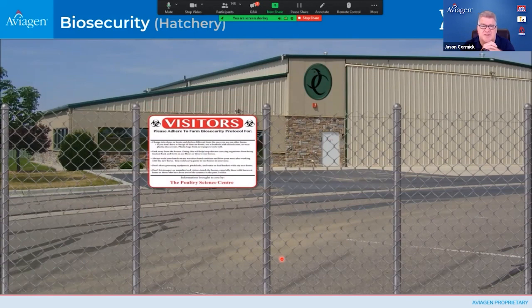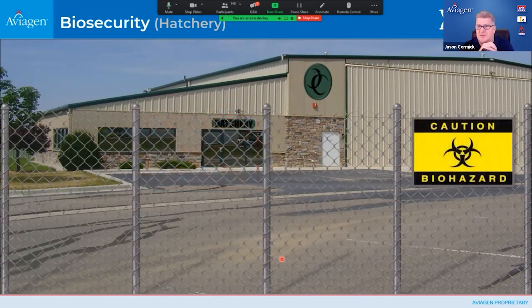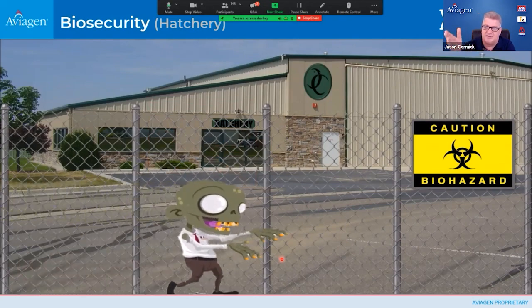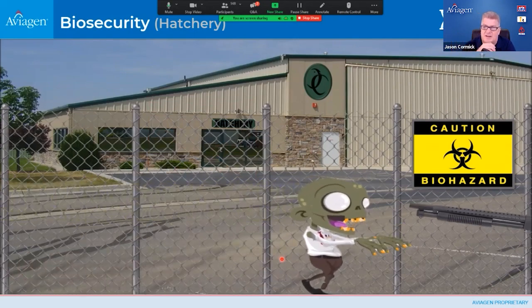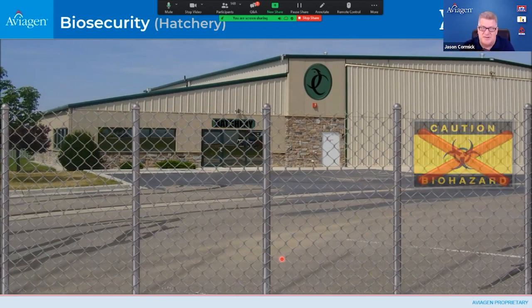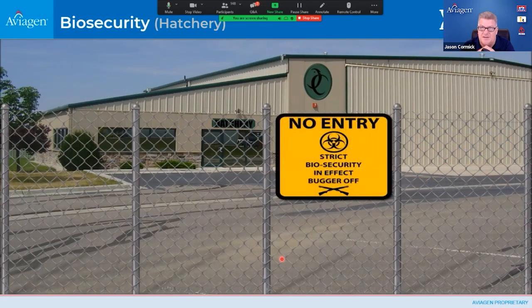This one is, just be honest, too technical. Nobody's going to read that, so we were going to change that one. This one is a little bit too Walking Dead, so we're not going to use this one either. Probably the best one that I've seen is actually from an operation in South Africa, and it was succinct and to the point.